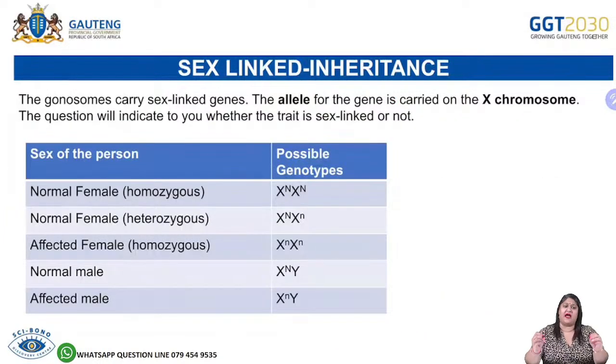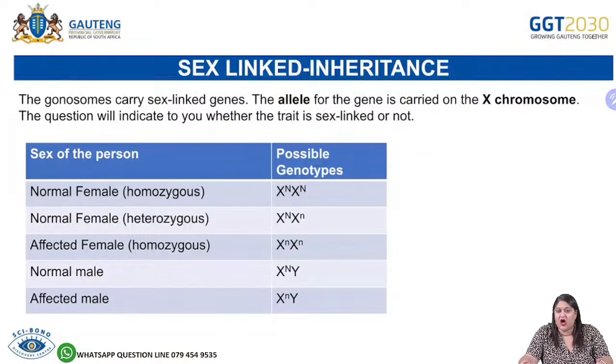Right, now we're going to look at sex-linked inheritance. Gonosomes carry sex-linked genes. So all of the crosses, the monohybrid crosses and the inheritance that Sina has done from the beginning of this lesson, all of those genes are carried on autosomes. In a human, all the traits a human would have, all of those genes would be on autosomes.